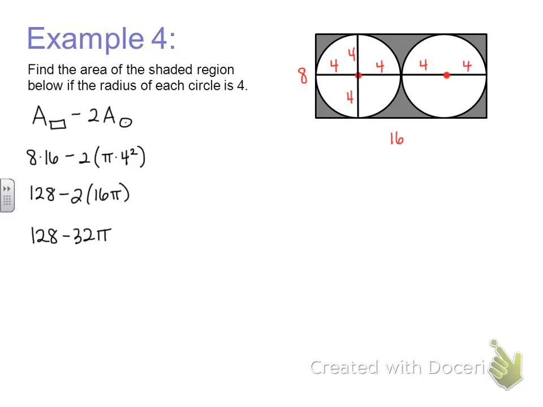Now if I ask you to leave it in terms of pi, this is as far as you can go because 128 and 32 are not like terms with the pi on one of them. They would both have to have a pi if I wanted to combine them. If I asked you to round, then you would just type that out on the calculator and round it. But we'll leave it here for this problem. Are there any questions on how to find that? No?